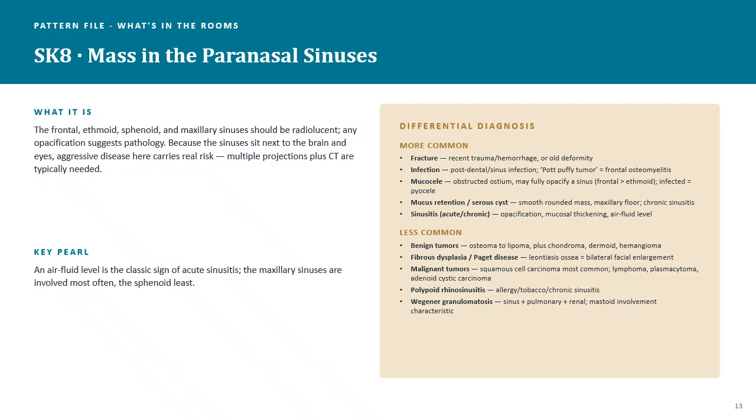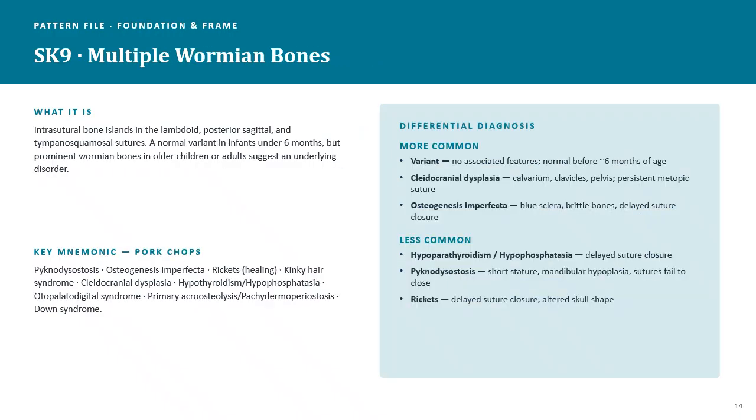The next skull pattern involves wormian bones, and wormian bones, as you learn with skull imaging, are basically small extra pieces of bone that form in the sutures or also in the joints of the patient's skull. Now, wormian bones are normal when we're talking about very young infants. So it doesn't necessarily mean there's something wrong if we're seeing it in a young infant.